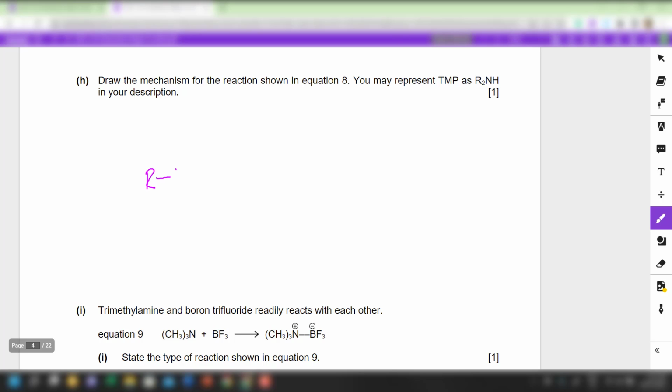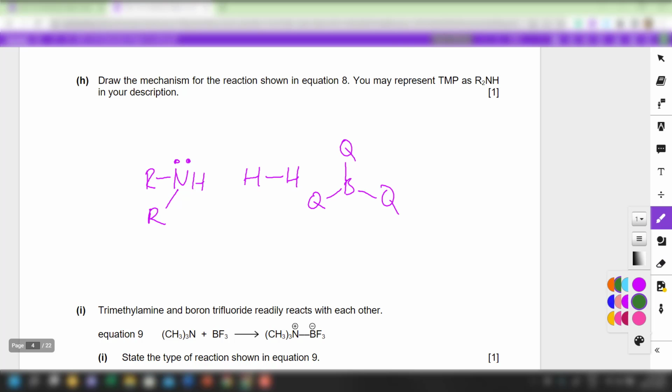Okay, so this is N here, and then another R group here, and then with a H here, the lone pair, and then of course I have hydrogen, and then hopefully hydrogen will be polarized by my boron center, okay, to form some sort of a sigma complex. Okay, now for simplicity, because of polarization, I expect hydrolytic cleavage to happen.